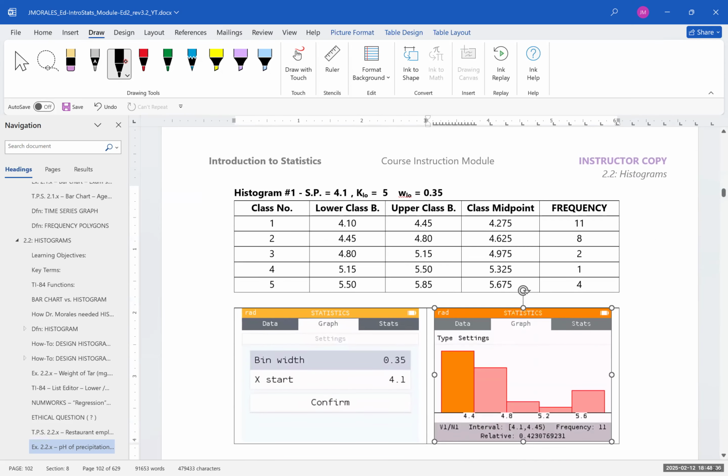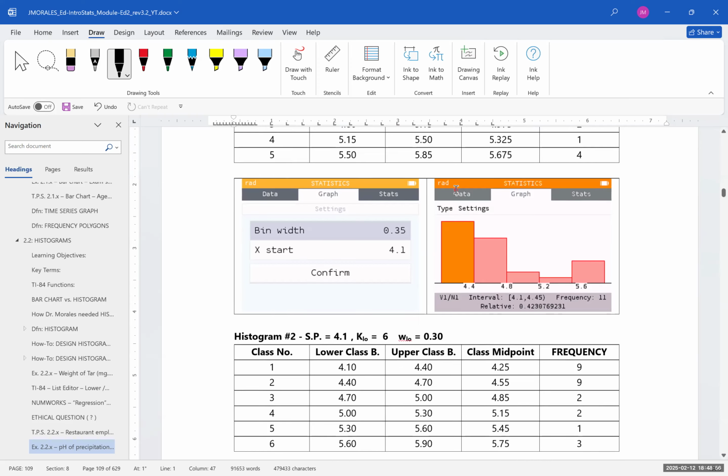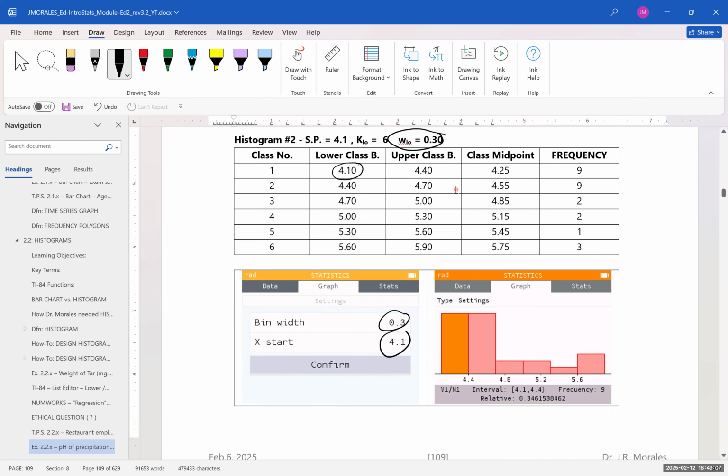Yeah, so now I just went ahead and graphed it using the calculator. Here you can see this is the screen from the NumWorks calculator where I've got a bin width of 0.35 and it starts at 4.10. Okay, and that's this histogram. For the second histogram, it has a width of 0.3, again with a starting point of 4.1. And this is what that histogram looks like.